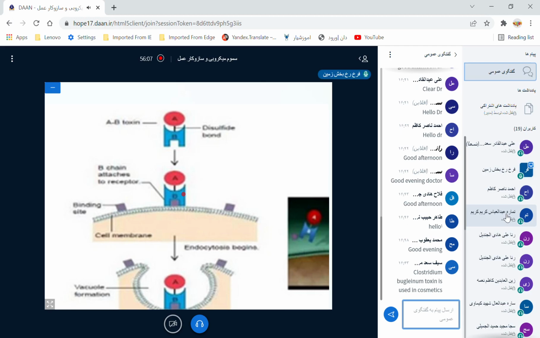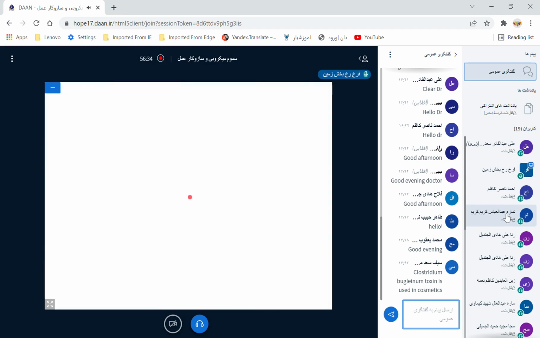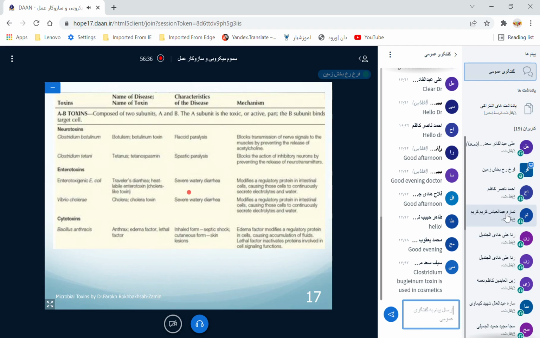So the key is the receptor and the lock is the B subunit, and they should be matched. If not matching, no penetration and no toxicity happens to the cell. If matching, the story starts.